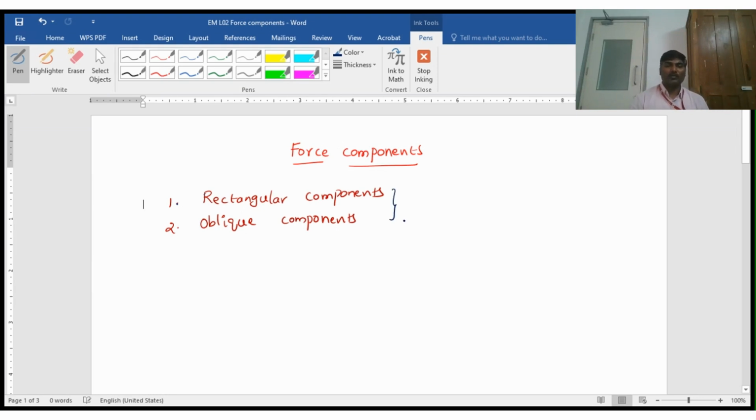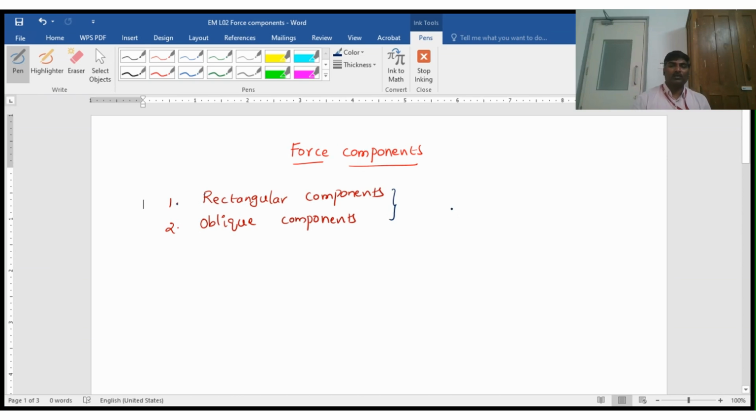Coming to what exactly force components mean, it is just the inverse of finding the resultant. You might have learned finding the resultant by replacing a force system with a single force called the resultant. Here it is the inverse of that process. A single force can be replaced with many forces, and those forces are called components of the force.